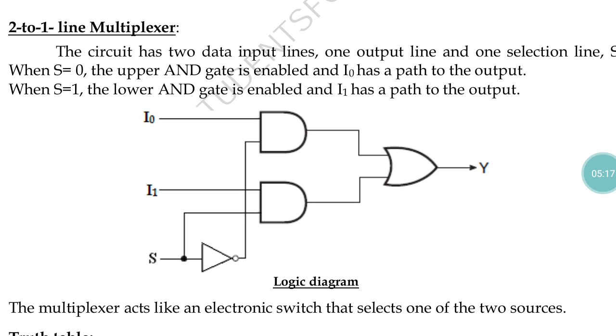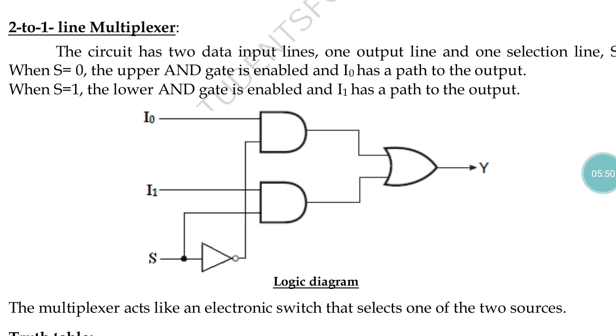So as per our diagram, we are going to connect the S value with the I1 input and also the S0 value with the I0 through the AND gate, and the output of the AND gate will be connected together in the OR gate. The output of the OR gate will be the final output line of the 2 to 1 line multiplexer.